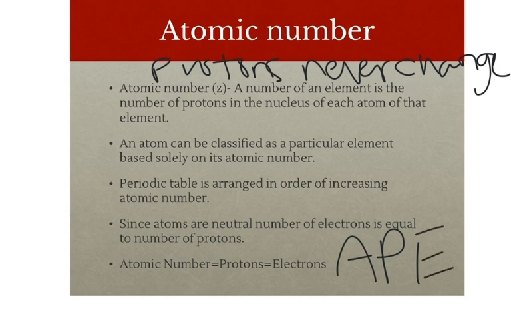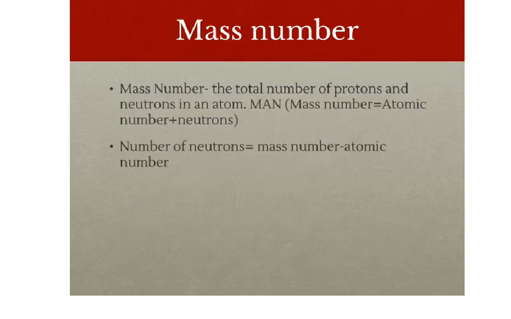So atomic number equals proton number, which equals electron number. That is in neutral atoms only. There was something else I was going to add, but I can't remember, so hopefully I'll remember in class.